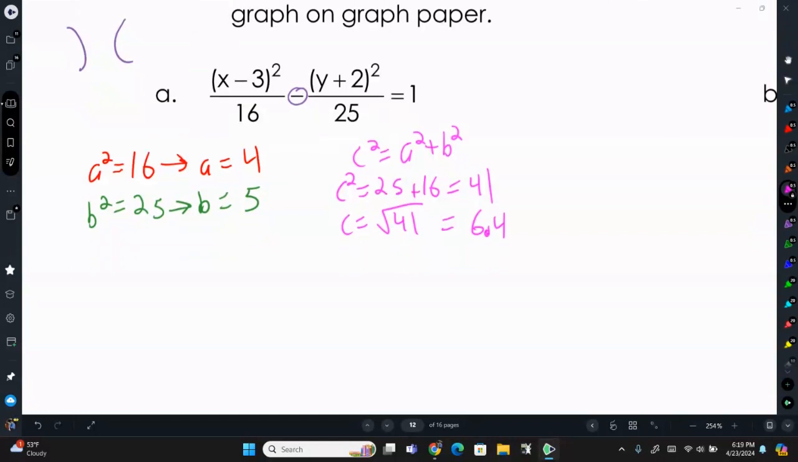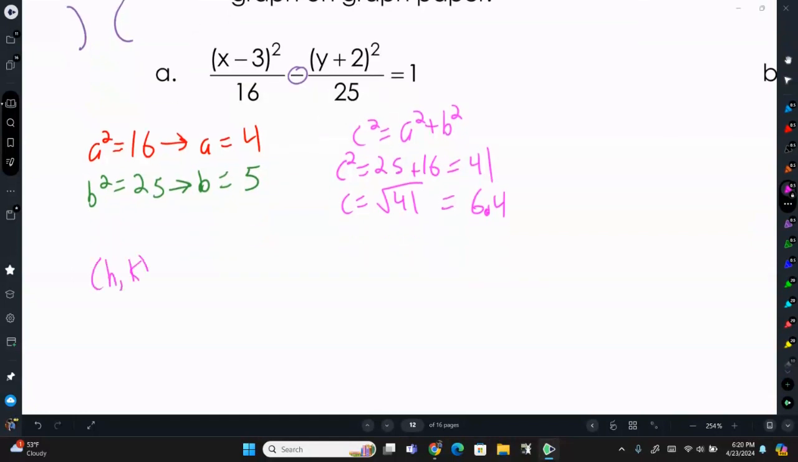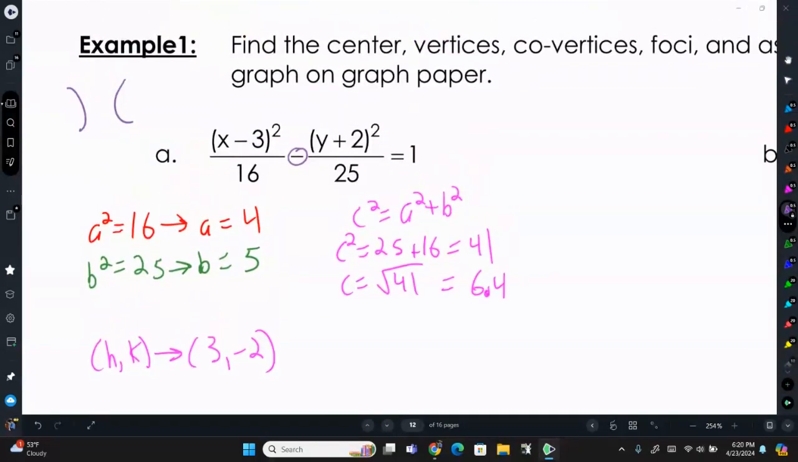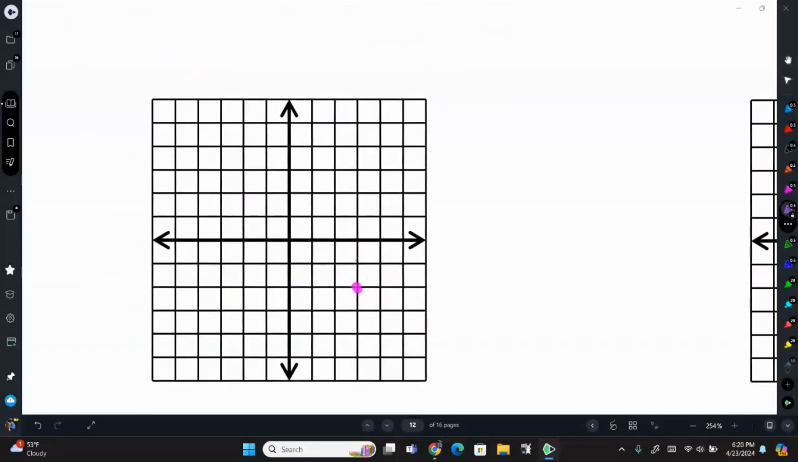So the center of our hyperbola, our h comma k, that is positive 3 comma negative 2. So I'm going to go down and plot that. Positive 1, 2, 3, and negative 2, 1, 2. Now, our transverse axis is 2a units long, or we can say we're going to go from the center a units left and right. So 4 units. 1, 2, 3, 4. There's one vertex. 1, 2, 3, 4. There's another vertex.